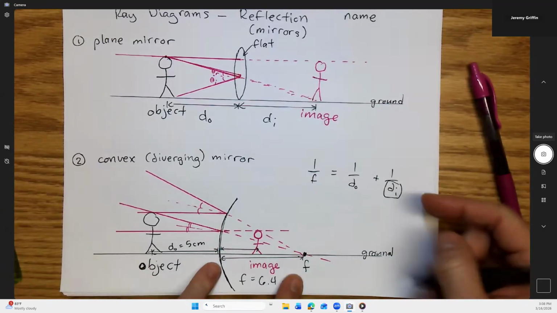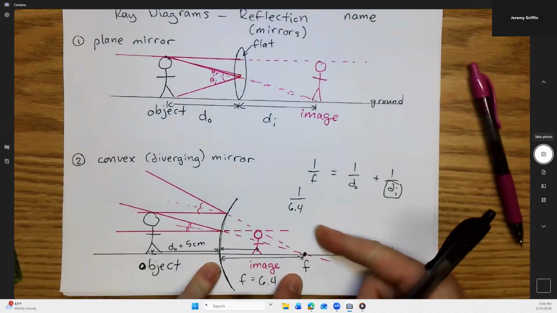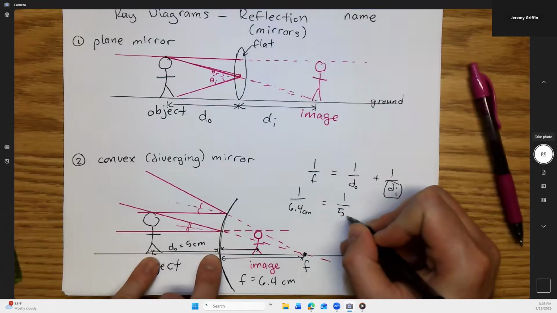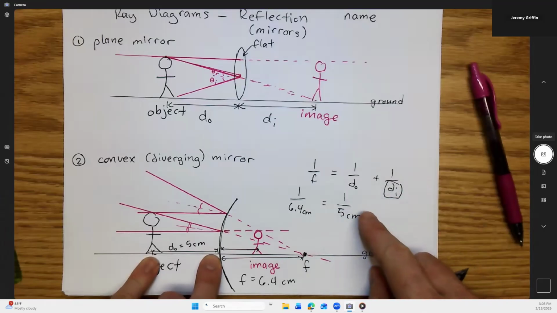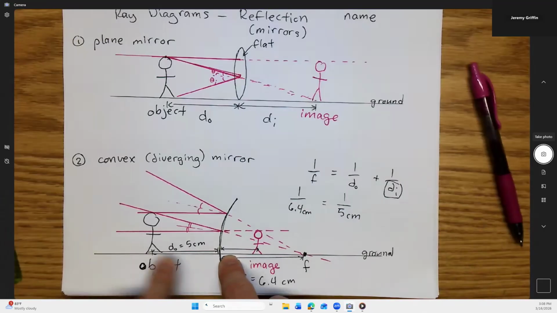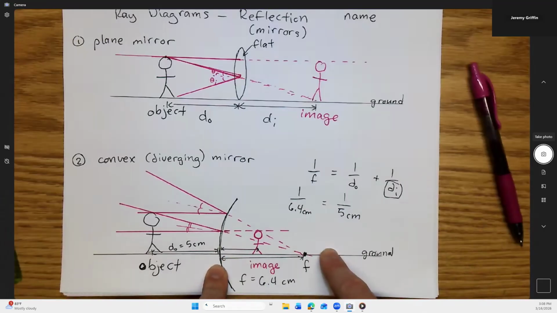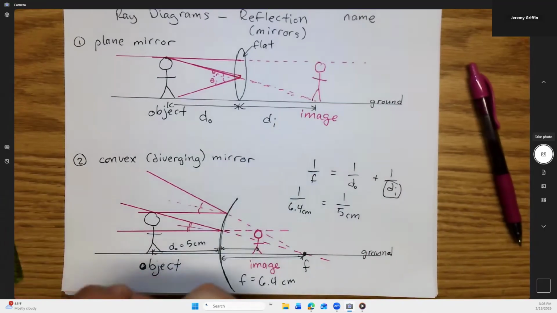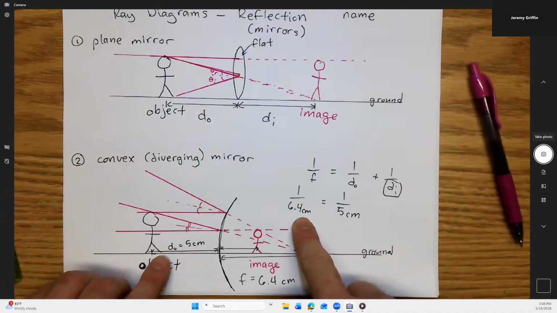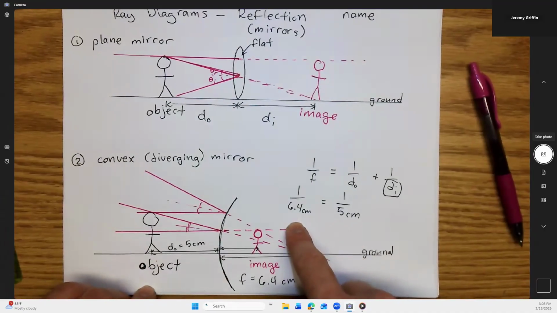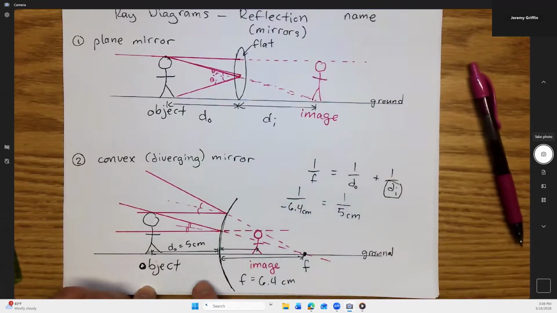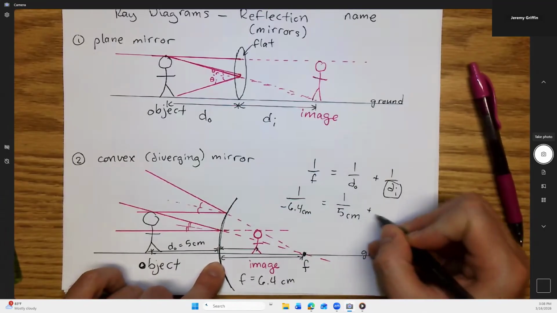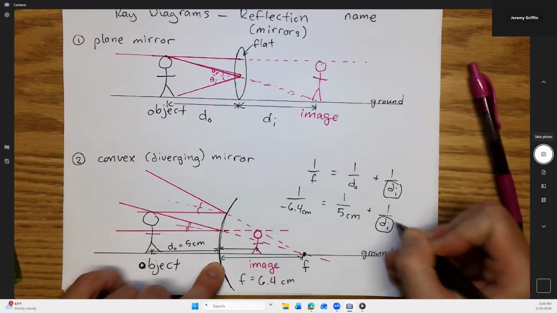So I'll do 1 over F, which is 1 over 6.4. You guys know these are centimeters. Equals 1 over distance object, 5. Oh, whoops. I gotta do one more thing. If you're in front of the mirror, let's call that positive, and if you're behind the mirror, let's call that negative. Because that could also help define whether it's a convex or concave mirror. So I'm going to change the 6.4 to negative 6.4, because the focal point is on the opposite side. And then I'll say plus 1 over distance image. And we're going to solve for distance image.